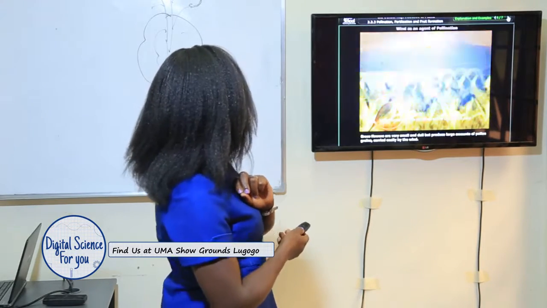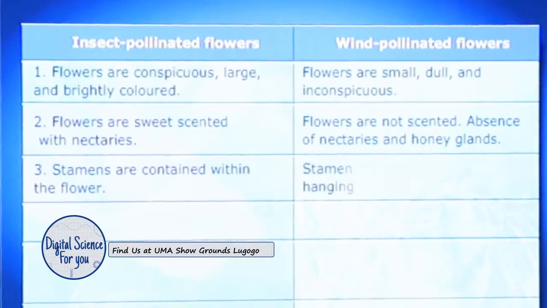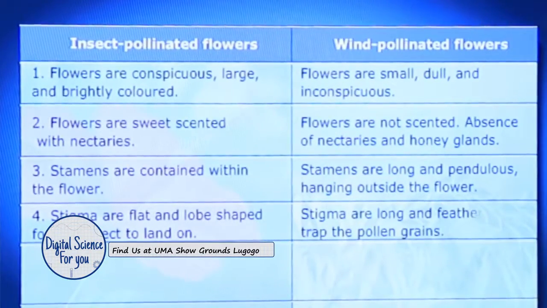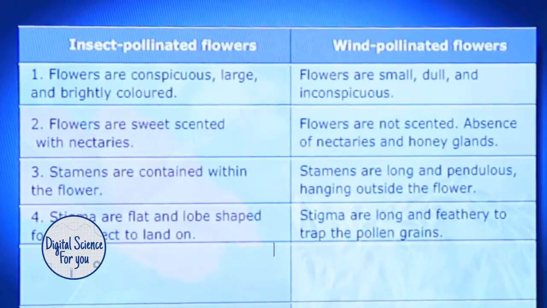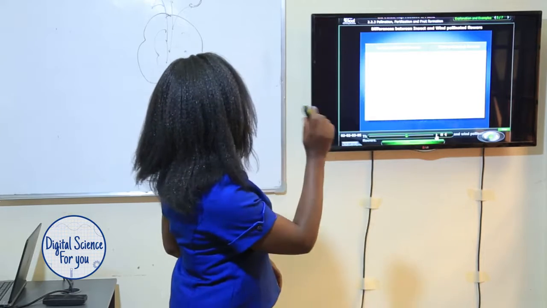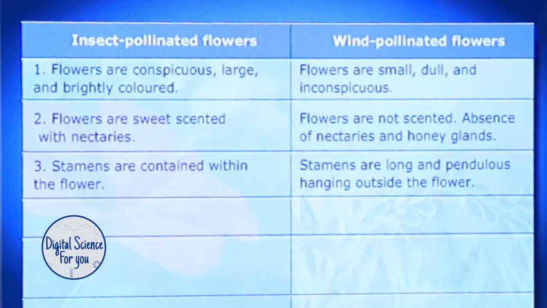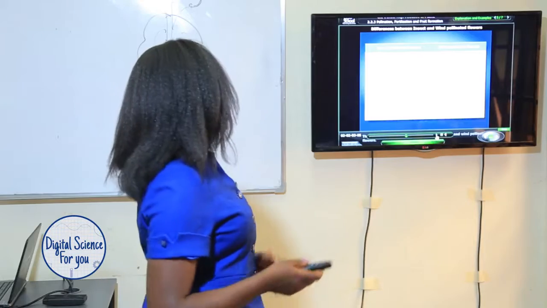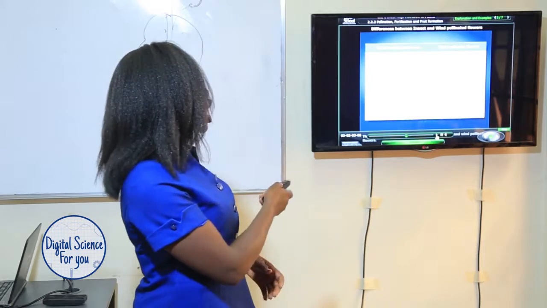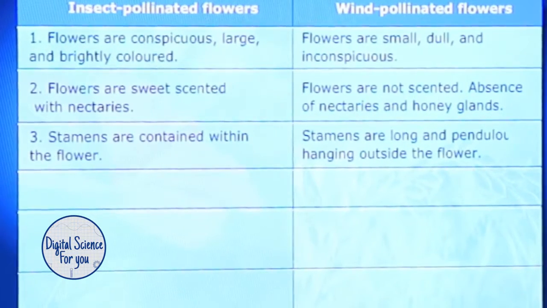Number 2, we say for insect pollinated flowers, they are sweet scented with nectaries. I told you that sometimes the bee goes to visit the flower just because it is looking for that food, the sweet nectar. While for the wind-pollinated flowers, the flowers are not scented and they do not have honey glands and nectaries. Difference number 3, for insect-pollinated flowers, the stamens are contained within the flower.